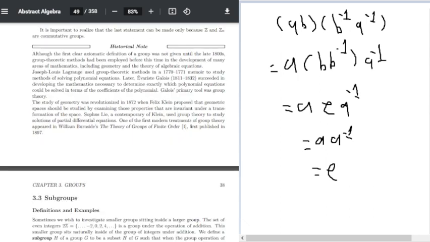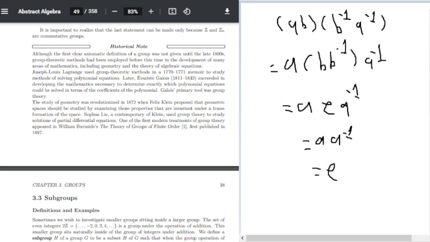Historical note. Although the first clear axiomatic definition of a group was not given until the late 1800s, group theoretic methods had been employed before this time in the development of many areas of mathematics, including geometry and the theory of algebraic equations. Joseph Louis Lagrange used group theoretic methods in his 1770 to 1771 memoir to study the methods of solving polynomial equations. Later, Évariste Galois, 1811 to 1832, succeeded in developing the mathematics necessary to determine exactly which polynomial equations could be solved in terms of the coefficients of the polynomial. Galois' primary tool was group theory.